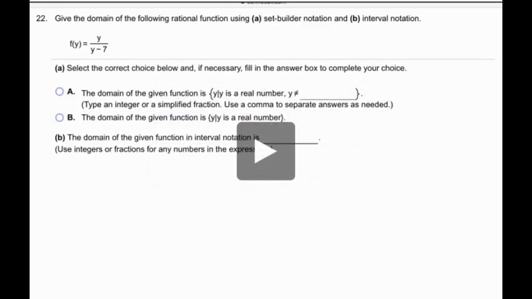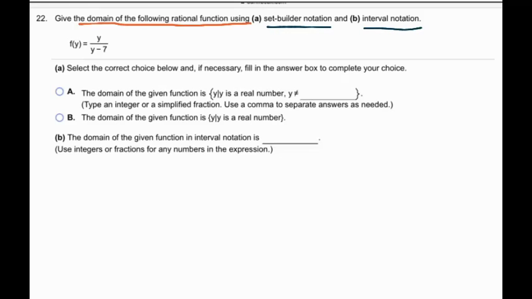So this video should help you prepare for problems on the final exam that deal with chapters 6 and 7. Alright, so let's look at this problem right here. Let's think about what it's asking. It says give the domain of the rational function using set builder notation and interval notation.